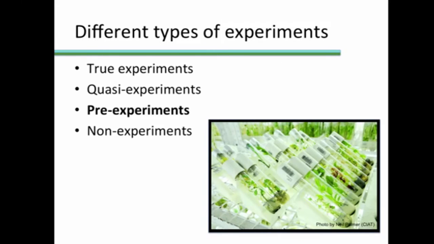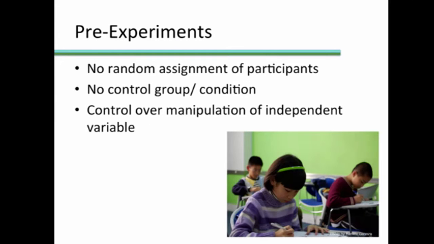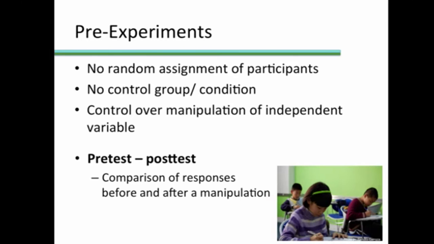Pre-experiments. In addition to the lack of randomization of participants, pre-experimental design is characterized by no control group. Because of this, it cannot be used to infer causality. This type of design is best for descriptive studies. Pre-test, post-test design is one type of pre-experiment. It allows us to see if participant responses are different after a manipulation than before the manipulation.